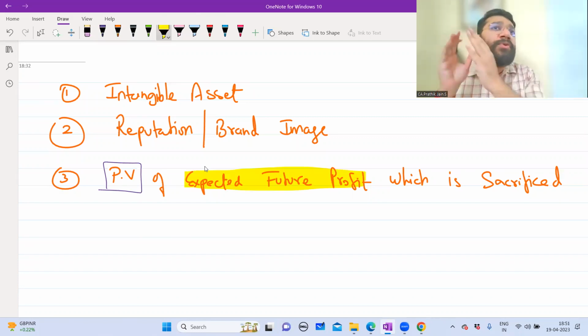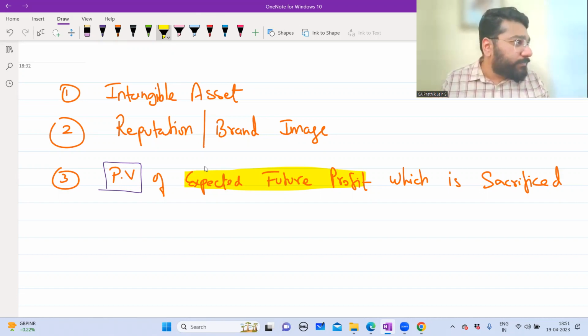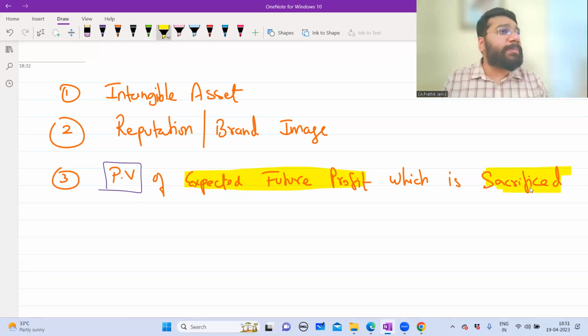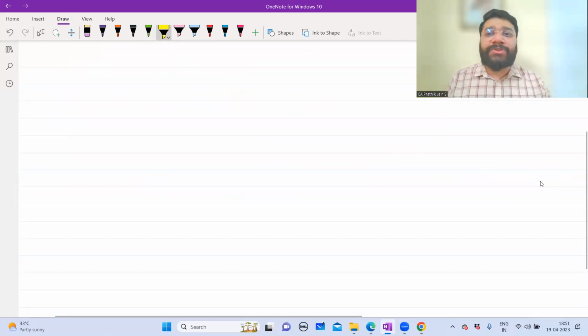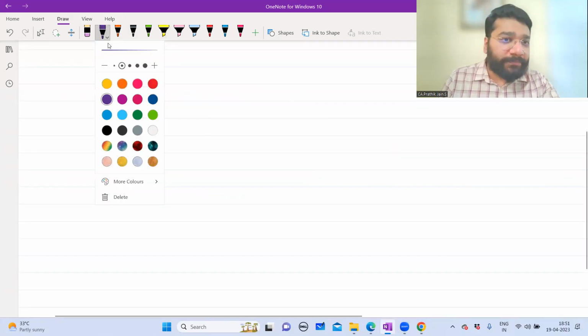But what the future profit has to do with goodwill is the connection that you need to understand. Goodwill is the present value of the expected future profit which has been sacrificed. Now, what is the linkage of this sacrifice is also something we have to understand. So to make you understand this entire concept of goodwill, I would like to give a practical example, an illustration, which will help you understand the real sense of the meaning of goodwill.